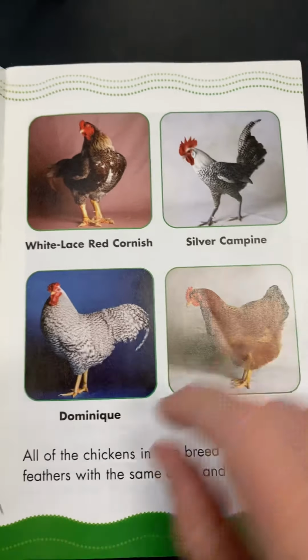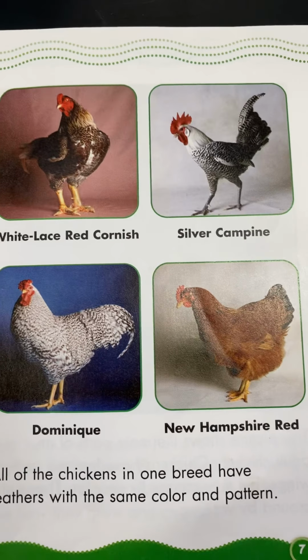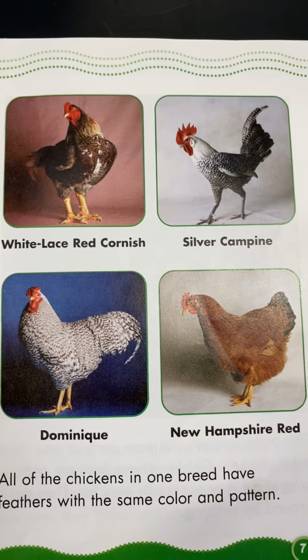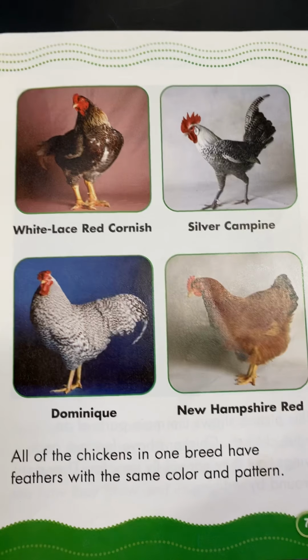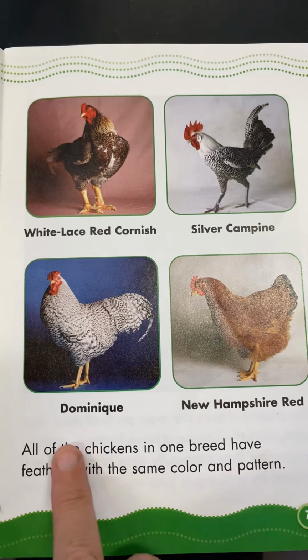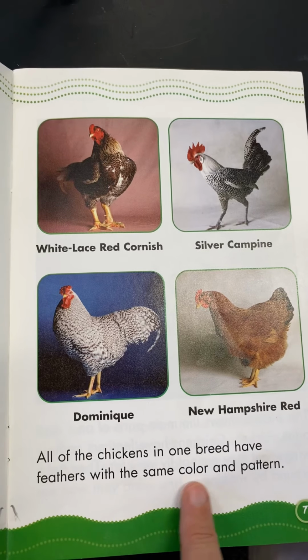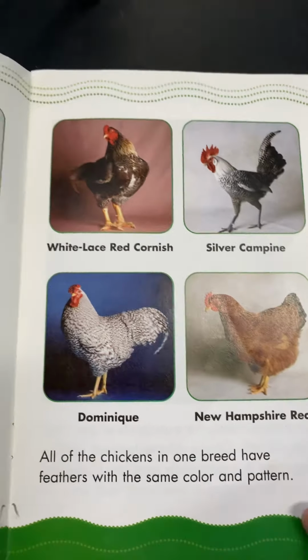And then down here we have another black and white chicken called a Dominique chicken. And this one is a New Hampshire red. And we can see it's probably called a red because its feathers are kind of a reddish brown color. So yeah, lots of different chickens. All of the chickens in one breed have feathers with the same color and pattern.